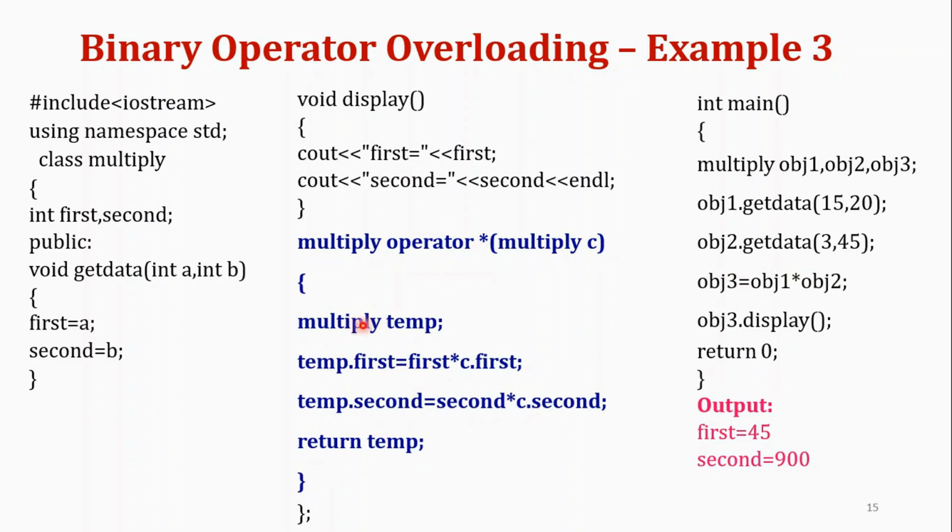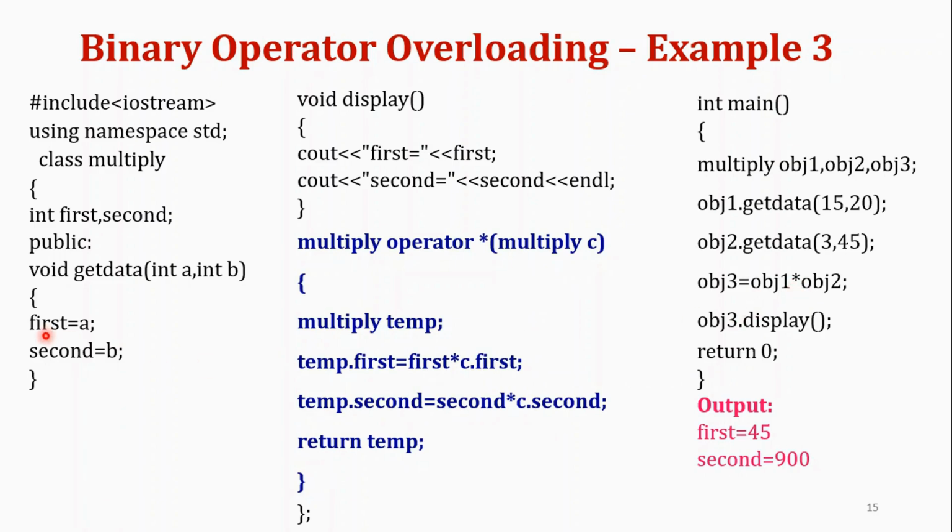So temp would be of type multiply, which is the class name here. So temp.first would be obj1.first into obj2.first. Similarly, temp.second would be obj1.second, this is implicit, into obj2.second. So c would be obj2, and this one would be obj1's first and obj2's second. It's an implicit one. So instead of plus I used asterisk here. The multiplication operator is overloaded.